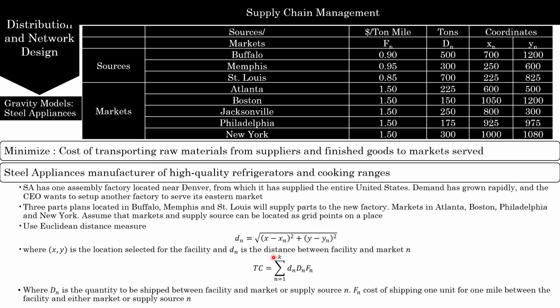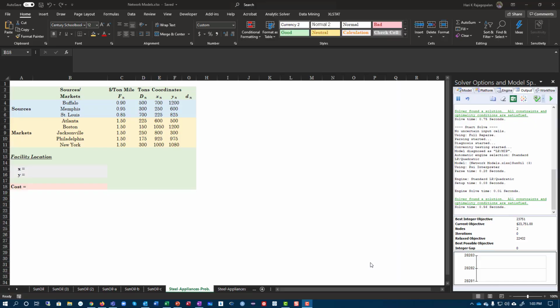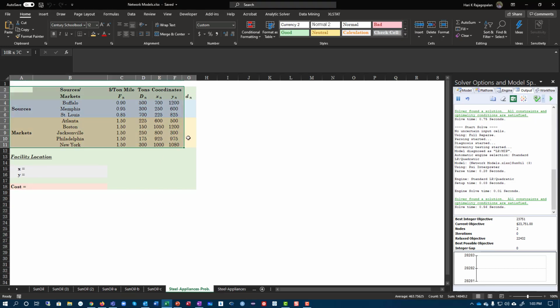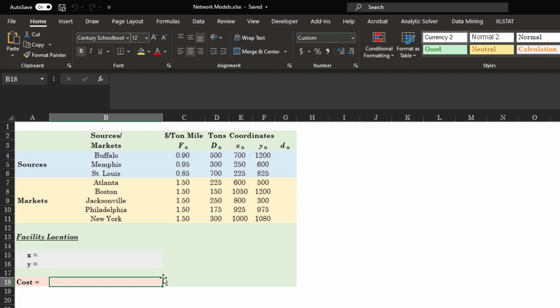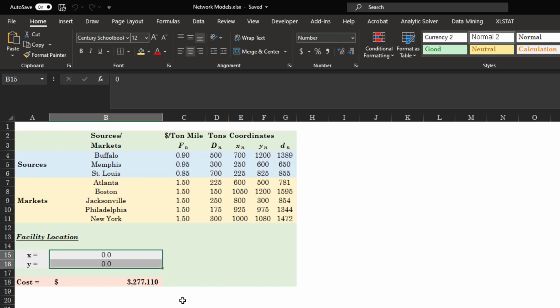And so let's go to Excel and see how we are working in this problem. So here's the data on the Steel Appliances, and we want to figure out where to locate this facility. And so here is the facility location, XY axis, and we have to calculate the cost. So let's take a look.